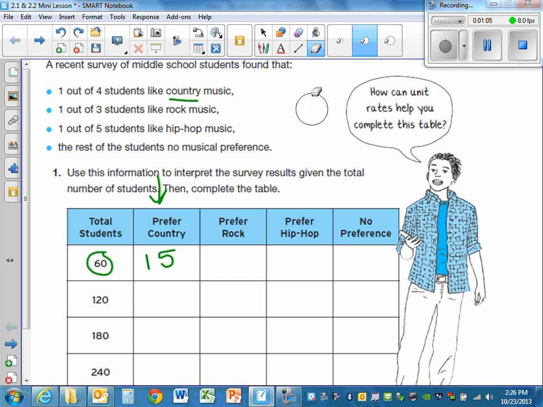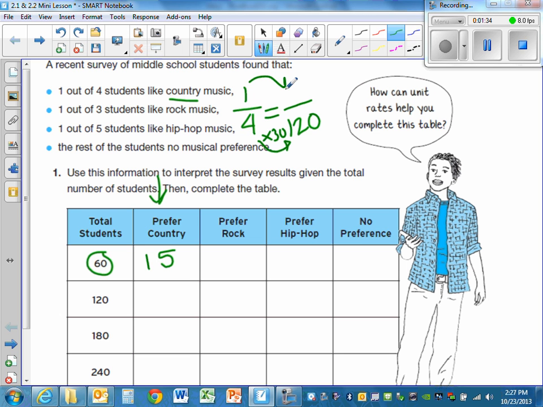Okay, next I'm going to use a total of 120 students. So I have my 1 out of every 4. Now my total is 120. I'm trying to figure out how many students of the 120 like country music. I'm working up from 4 to 120, so I'm going to multiply. I can work backwards to find out 120 divided by 4 gives me 30, or 4 times 30 gives me 120. Do the same thing to the top. 1 times 30 gives me 30.